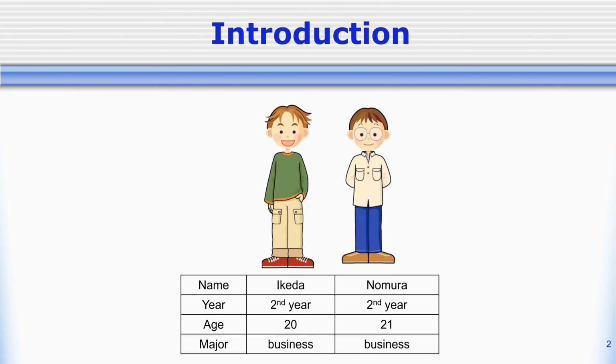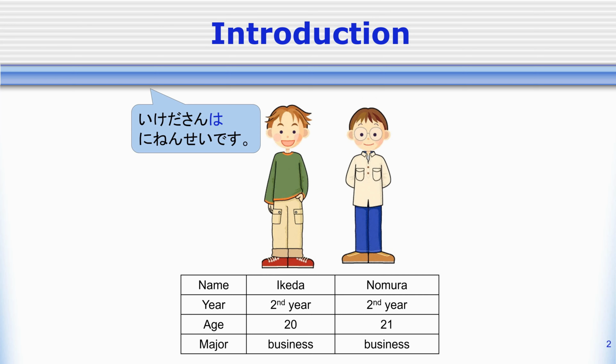Okay, we have one more new grammar point to talk about in Chapter 2. Let's take a look. So here we have Ikeda-san and Nomura-san. 皆さん, let's take a look at some information about the two of them.